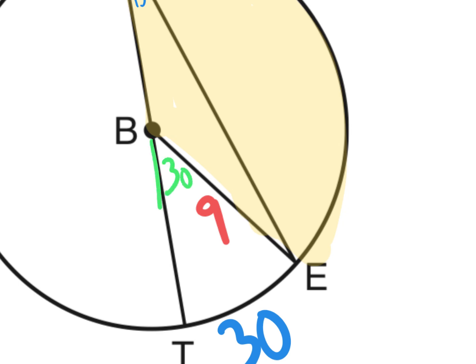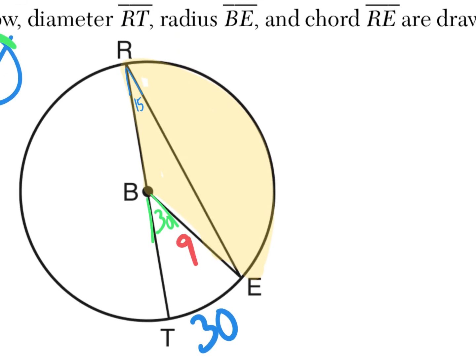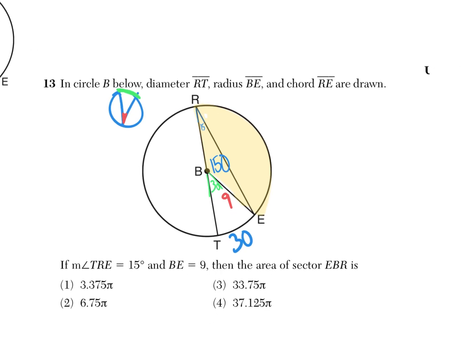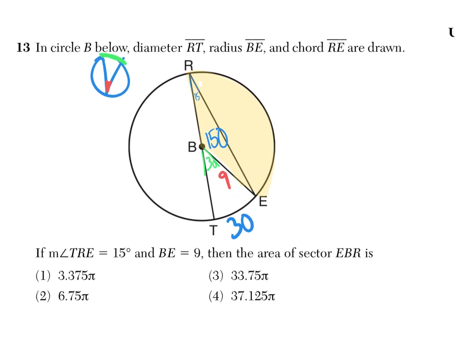And let's think about a couple things. If this is 30 degrees, and our objective is to figure out the area of this yellow sector, well, we're going to need to know the angle of that sector. And I know that if this is a linear pair, it's going to add up to 180 degrees, meaning that this angle right here, RBE or EBR, is going to be 150 degrees. Amazing. And so now we can go ahead and set up a proportion and identify the area of the sector.